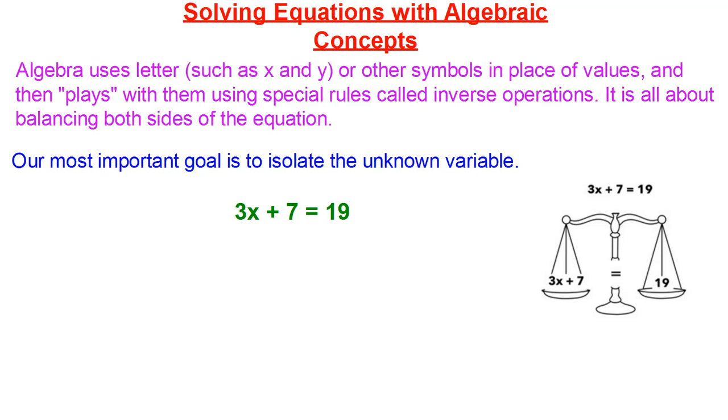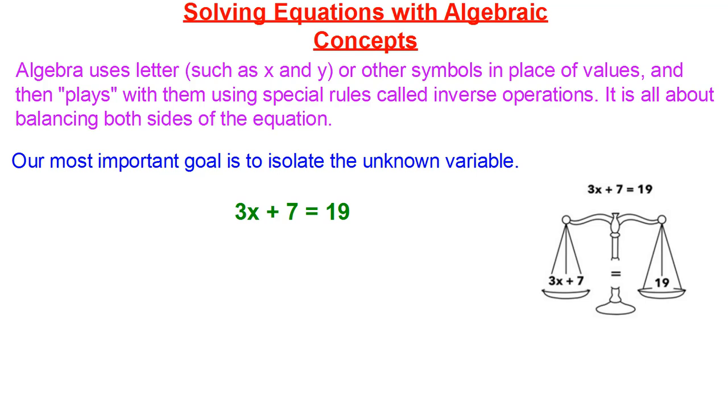So, what is algebra really? Well, algebra uses letters such as x and y or other symbols in place of values, and then it kind of plays with them using special rules called inverse operations. So we're basically going to reverse every single operation in order to come up with the value of x. It is all about balancing both sides of the equation. That is the main concept of algebra, the relationship between one thing and another thing.